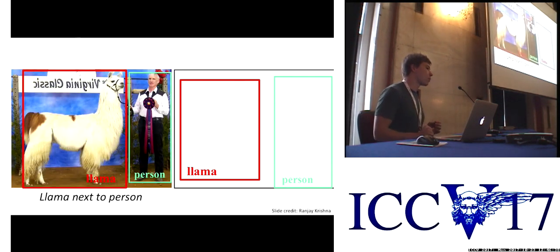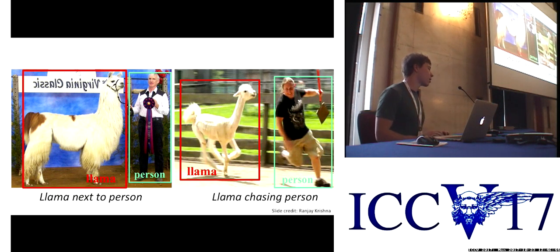For the one on the left, we see that there's a llama next to a person, which is about what you might expect here. But on the right, with nearly the exact same bounding boxes, we instead see a llama chasing a person, which is quite a semantically different thing than just the two objects standing next to each other.